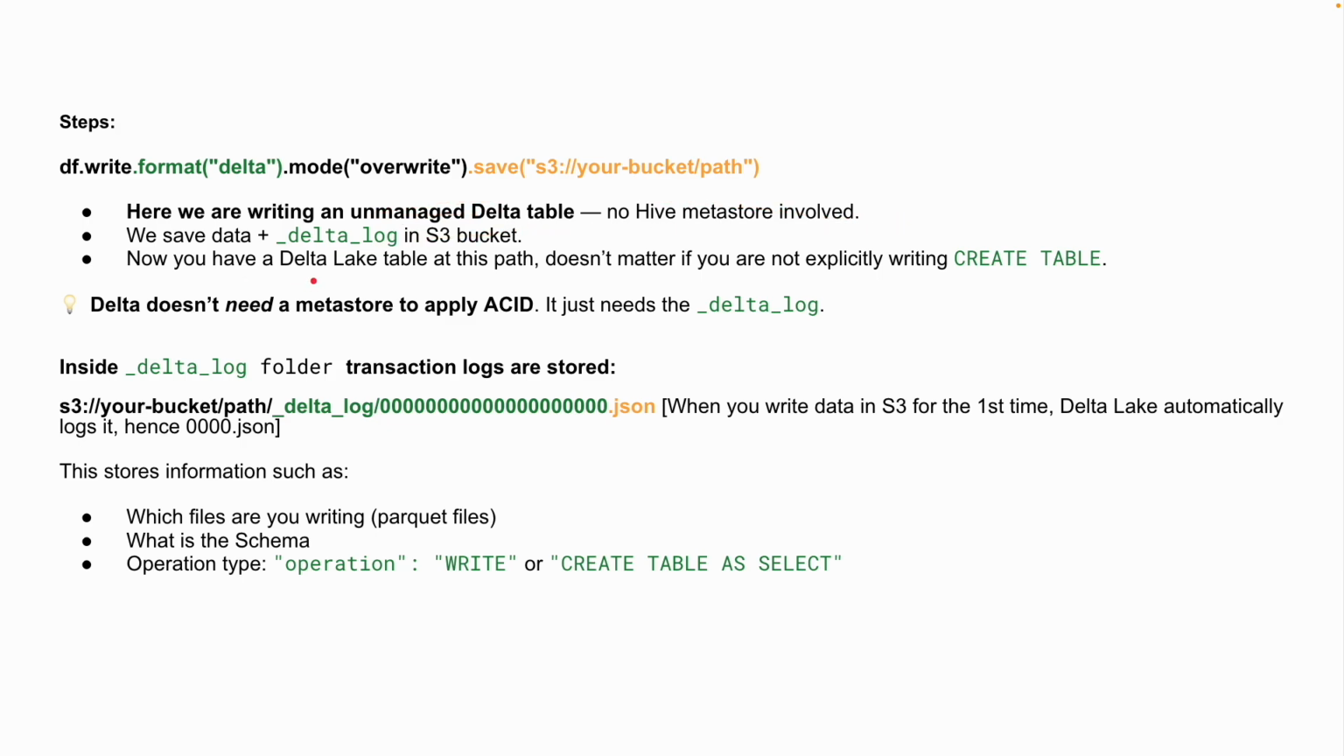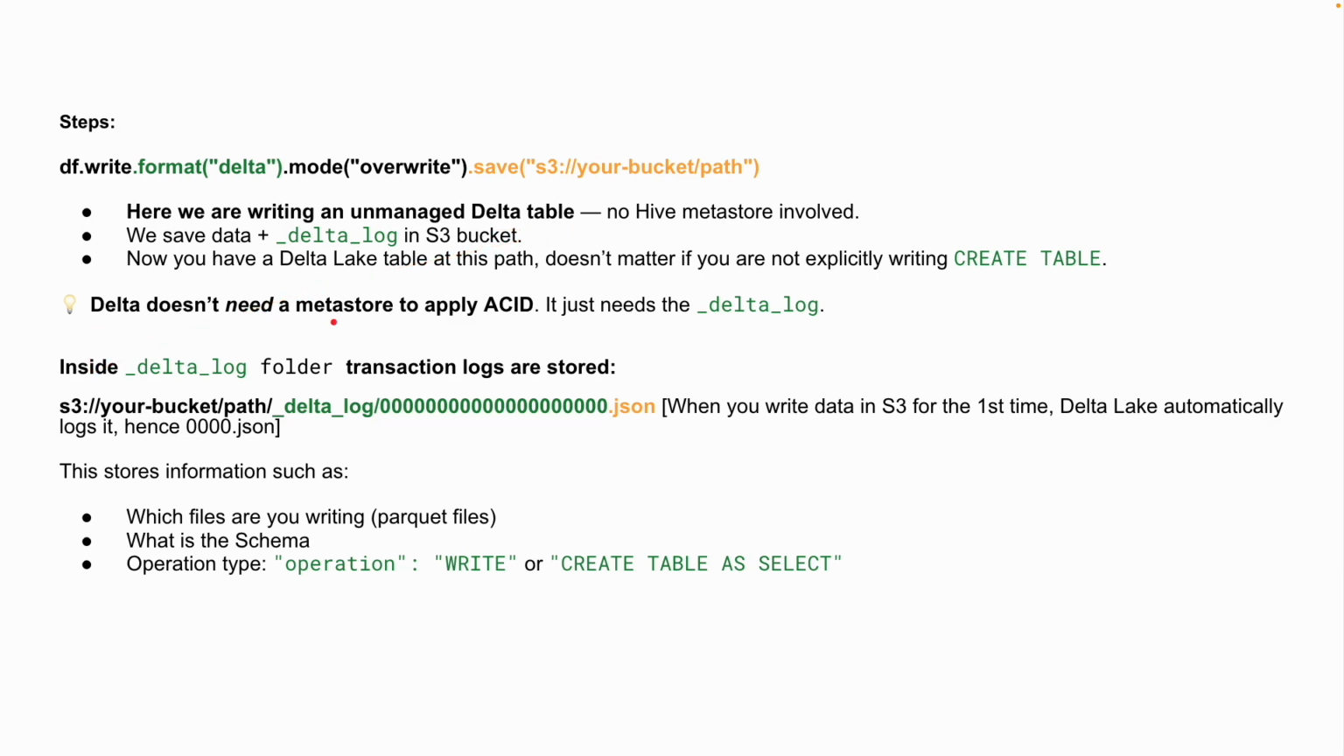Now you have a Delta Lake table at this path. Even though we are saying it is a Delta Lake table, it doesn't matter that we are not explicitly writing create table. Okay, so still we are saying it is an unmanaged Delta table.